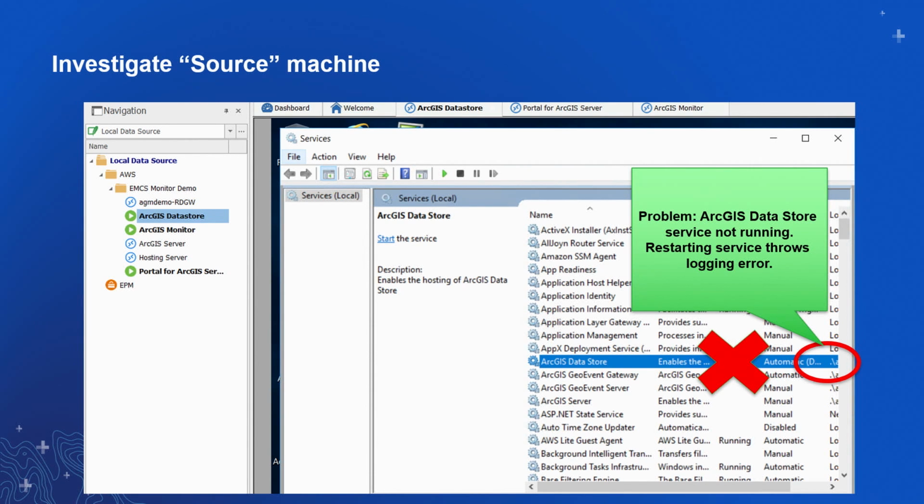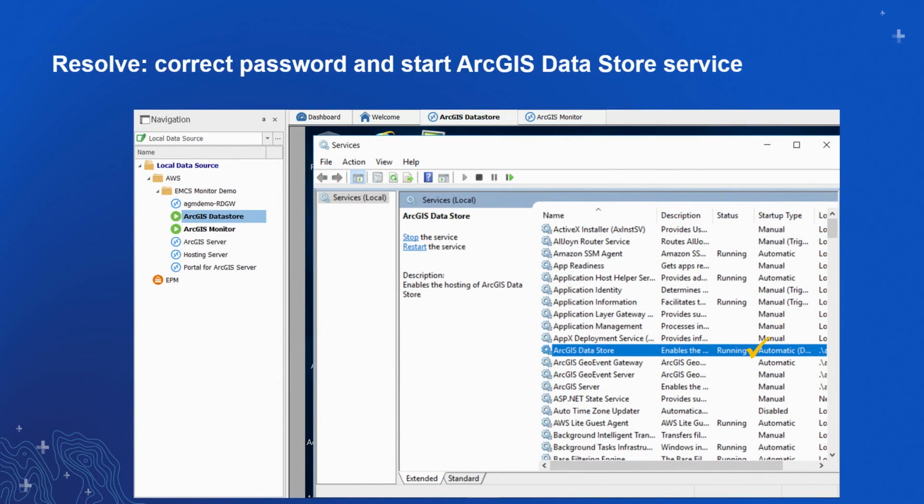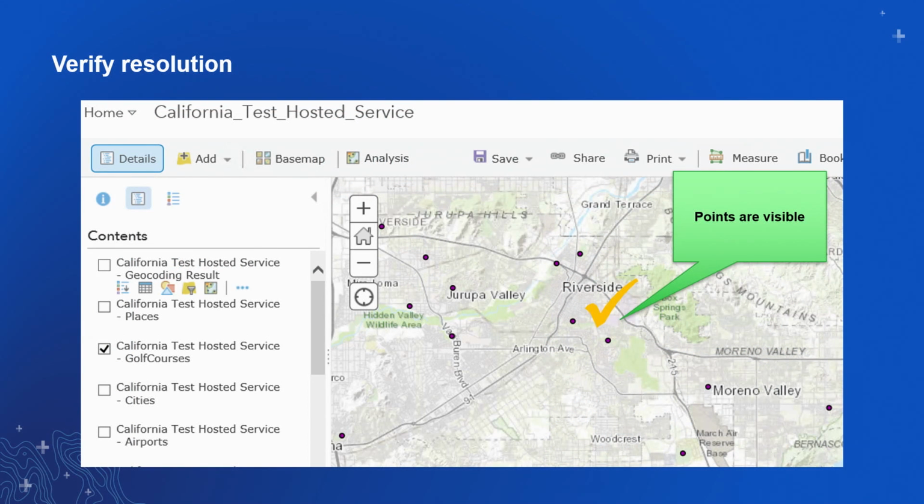One of the common things is that the user running this service, if the password expires and the machine is rebooted, the service will not start because of an incorrect password. Who could reboot your machine? Well, your IT department, when they push the patches that require rebooting, that can happen. So you fix the password, and you restart the service, and your points are here, and these are very important points because they're the golf courses.